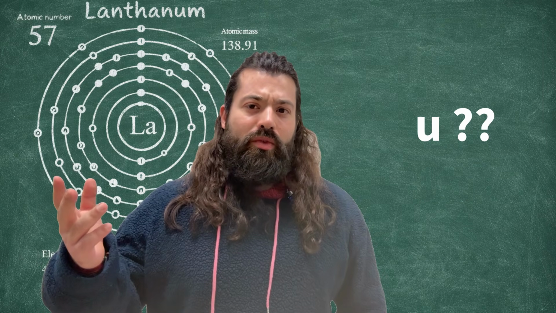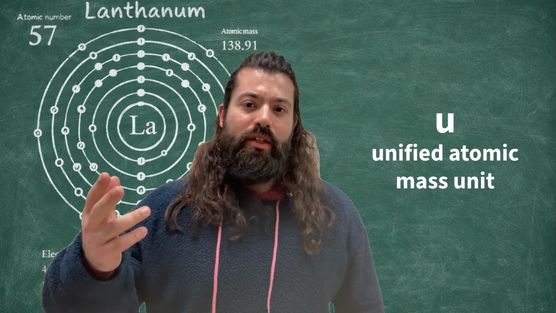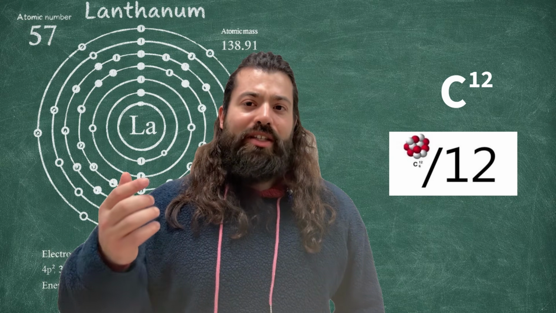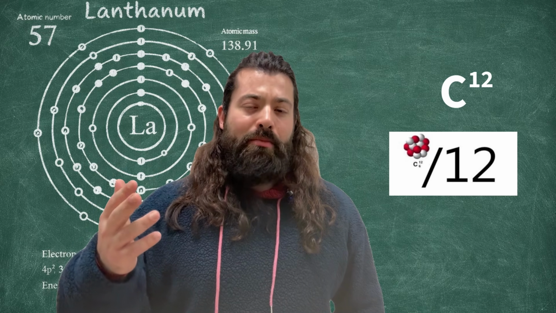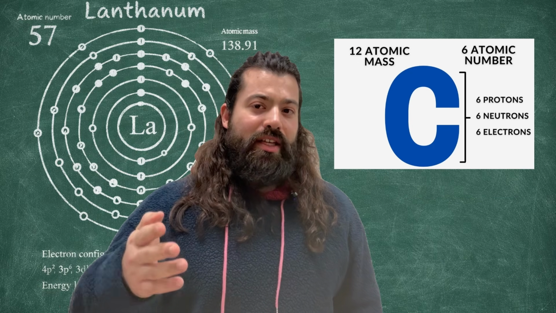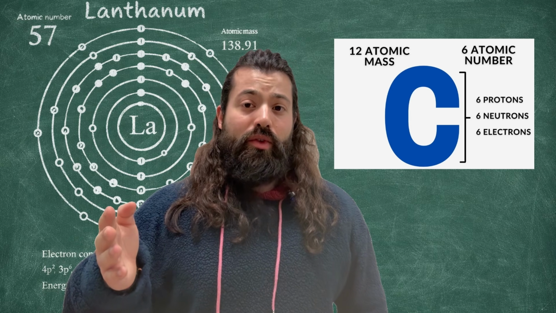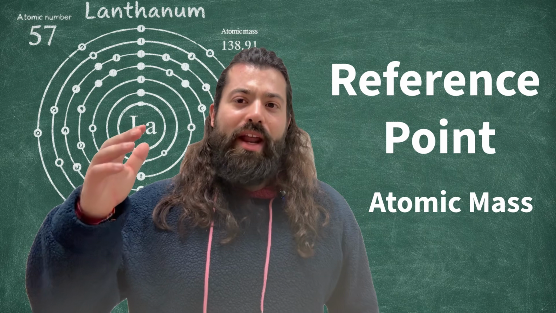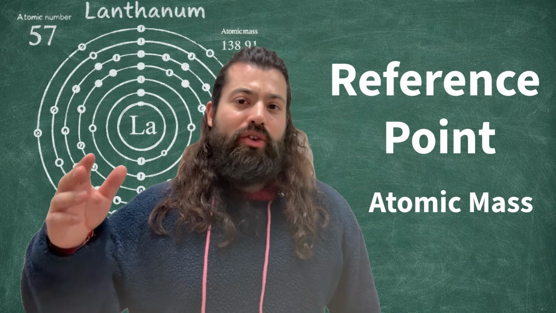What is this U? U stands for Unified Atomic Mass Unit, and it is defined as 1/12 of the mass of the unbound carbon isotope 12, which has 6 protons and 6 neutrons in its nucleus, and it is used as a reference to measure the atomic mass of every element of the periodic table.